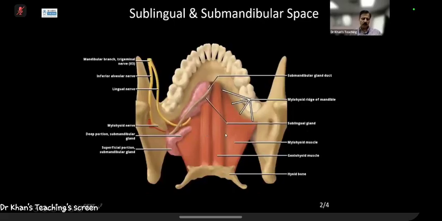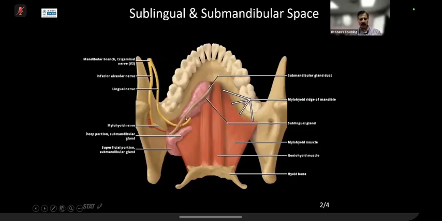Now, I'll come back to that concept, but first of all, look at this mylohyoid muscle. This is the mylohyoid muscle. Mylohyoid muscle is the base of the oral cavity. It is equivalent to, in the pelvis, the levator ani, similar. So it is attached to the anterior surface of the mandible.